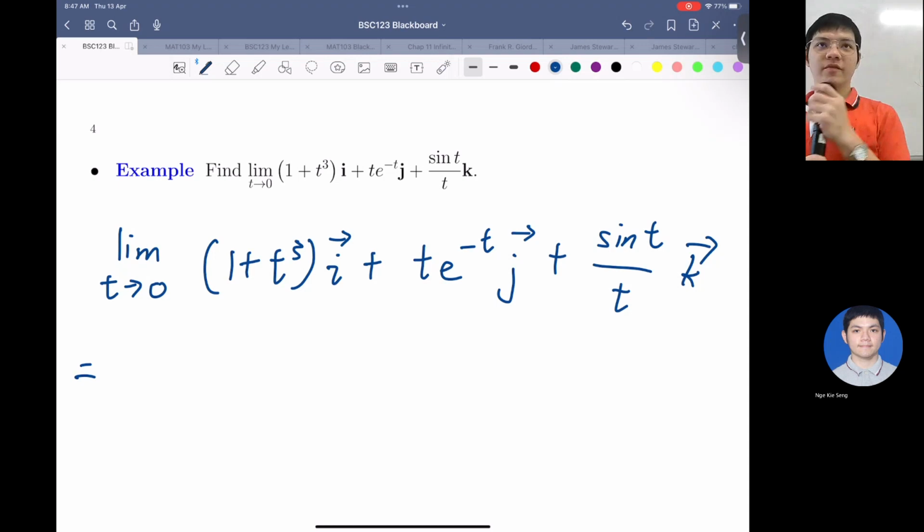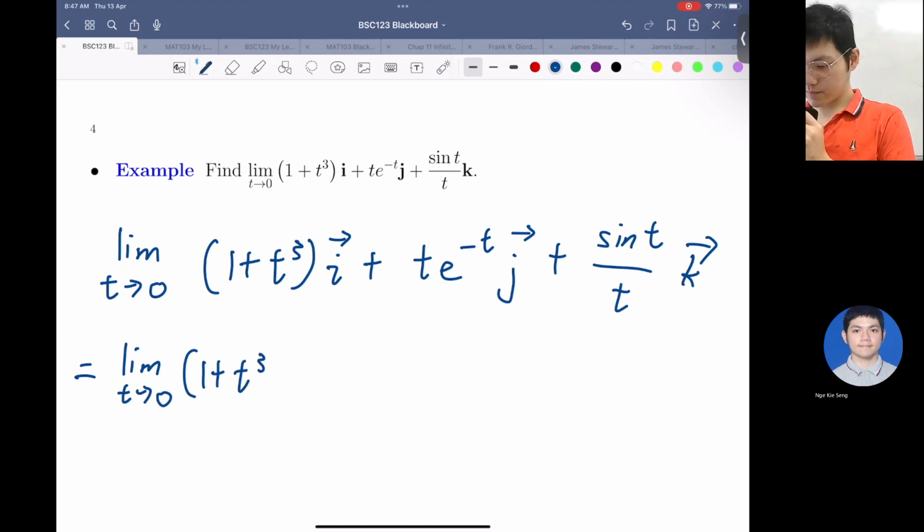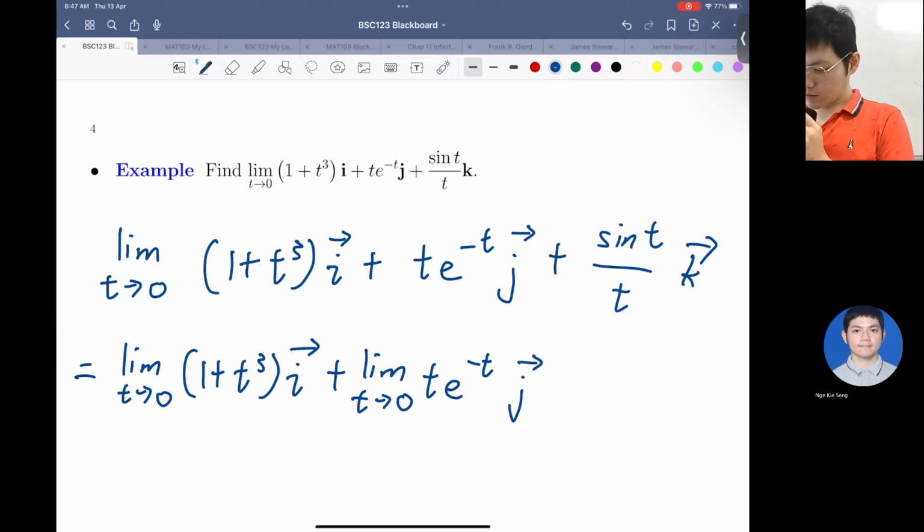Okay, I think I see some of you finished. The limit for a vector-valued function exists if the limit for every component exists. So you bring your limit into your component. Which is the best way to write it? I just bring the limit in. To be precise, I need to put a bracket here.